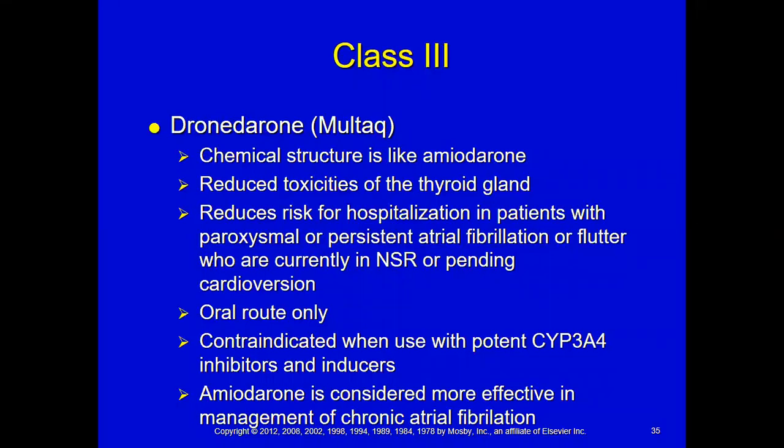The other class 3 is Multaq. Okay, it kind of acts like amiodarone, but it's going to be a little less toxic to the thyroid gland. And we use this more on an outpatient basis. If they got amiodarone in the hospital, we typically will give this when they go home. If they're having persistent AFib, aflutter, or they're in a normal sinus rhythm and getting ready for cardioversion, we'll give them this. It is only given orally.